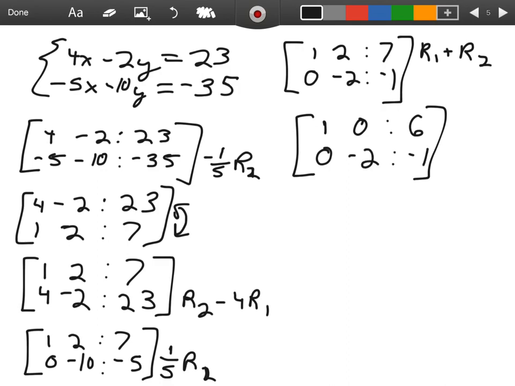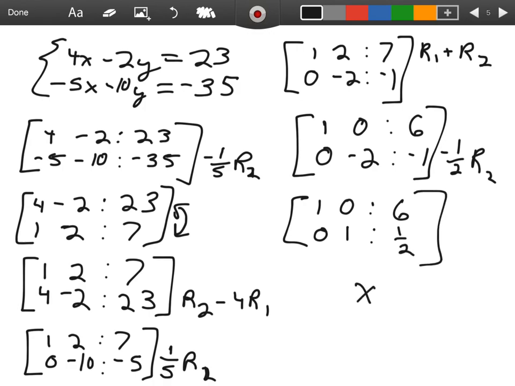And if I want to make that negative 2 a 1, I'll just multiply by negative 1/2. And we get 1, 0, 6, 0, 1, 1 half. So the solution is x equal to 6, y equal to 1 half. Okay?